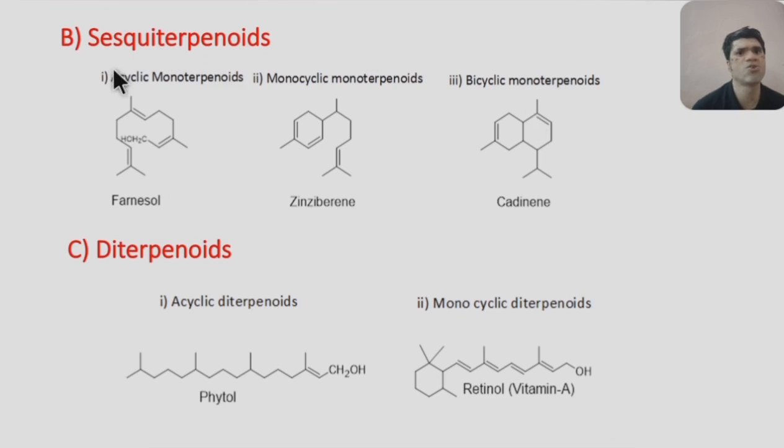The second one is sesquiterpenoid. As I already told, here the n value is 3. That means 3 isoprene units will be there. For examples, this can be classified as acyclic sesquiterpenoid. This is not monoterpenoid, acyclic sesquiterpenoid. So farnesol; zingiberene is a monocyclic sesquiterpenoid, and cadinene is a bicyclic sesquiterpenoid.